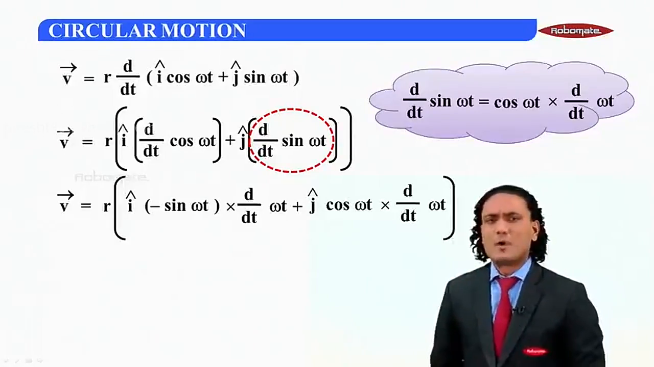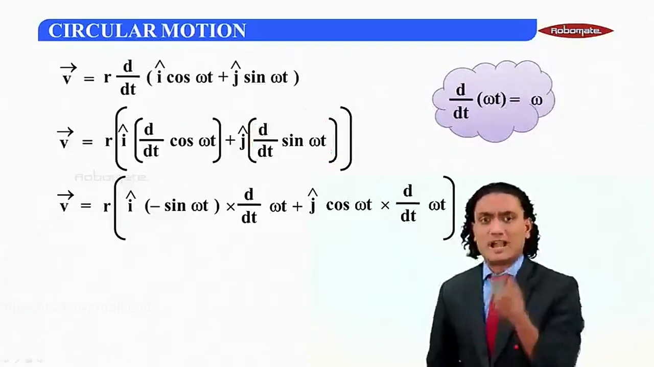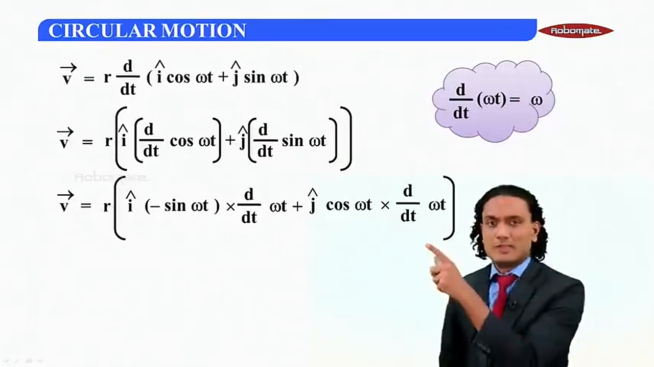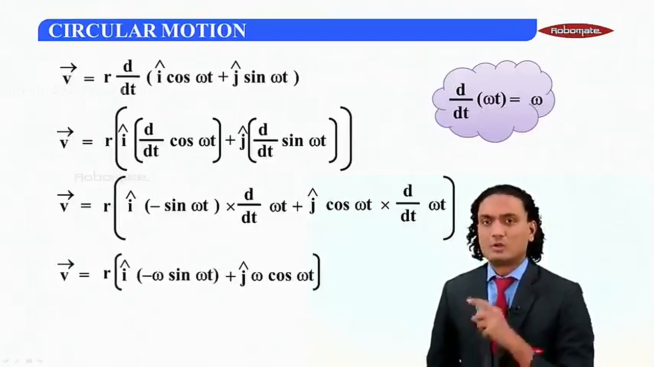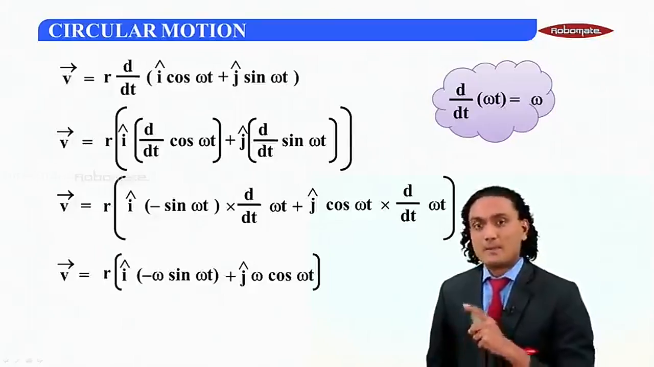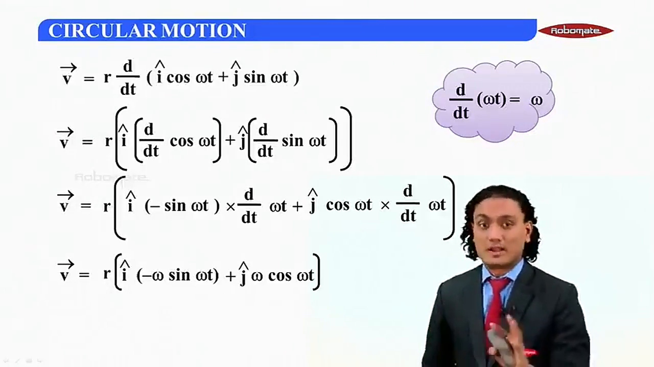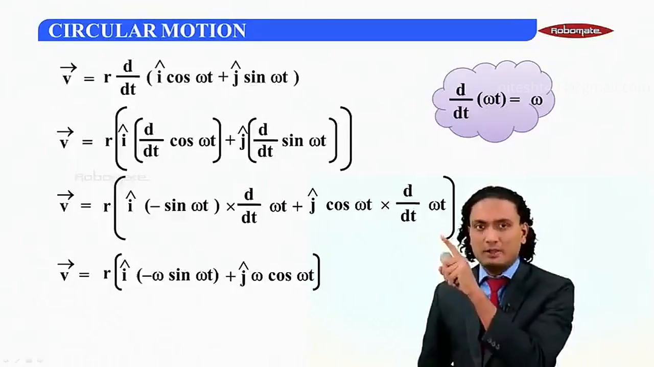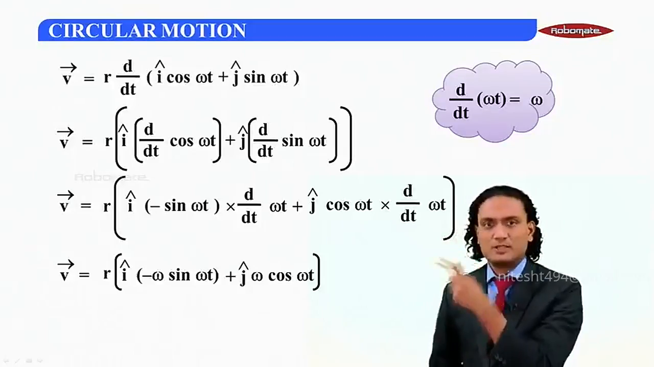Now students, see here. What is d by dt of omega t? d by dt of omega t is omega. So instead of d by dt of omega t, I can write omega. I will get v is equal to R into i cap minus omega sin omega t plus j cap omega cos omega t. What did I do? Instead of d by dt of omega t, I have written omega. Differentiation of omega t is omega with respect to t.